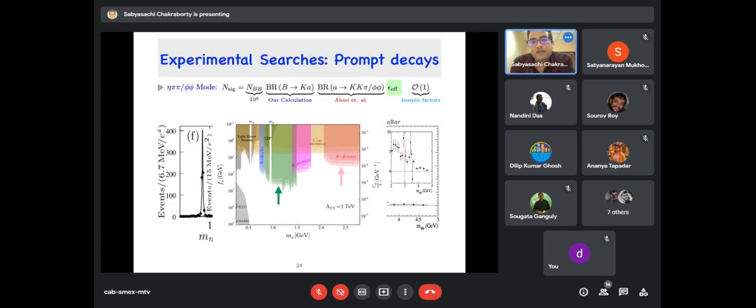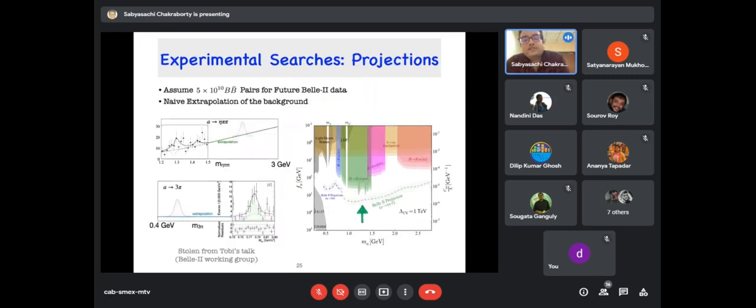And also, for projections, we use the present non-resonant background. We extrapolated to a higher mass regime and then scaled it with the increased luminosity. And you can see Belle 2 projection can probe around 2 TeV or so, or the 3 pi channel can probe around 8 TeV or so. So these plots are all assuming a UV scale at around 1 TeV.